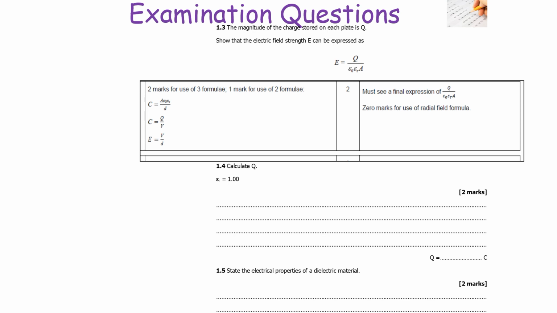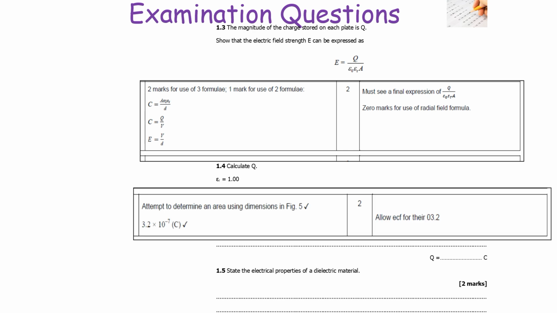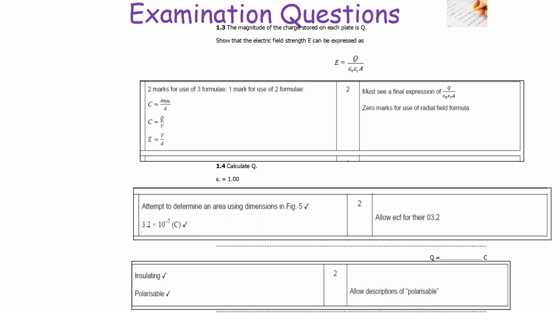The next question is legitimately just rearranging that previous equation to say Q equals E times epsilon 0 epsilon R times A, then popping all the values in. Now you're given epsilon R in the question, you know epsilon 0 is 8.85 times 10 to the minus 12, that's given to you in your equation book, and you know your value of A from your previous question, so therefore you can say the answer is 3.2 times 10 to the minus 7. Now the last two parts are just facts. It's the properties of dielectric materials, that they are firstly an insulating material, but also they will contain polar molecules or can be easily polarized.